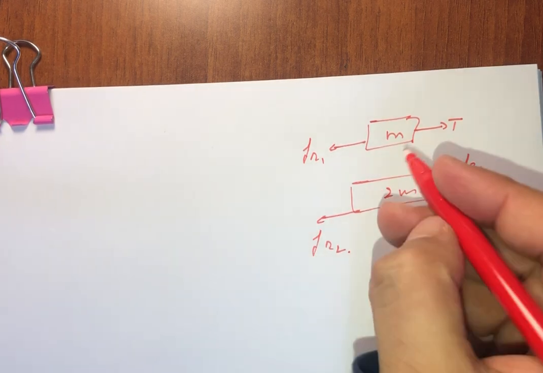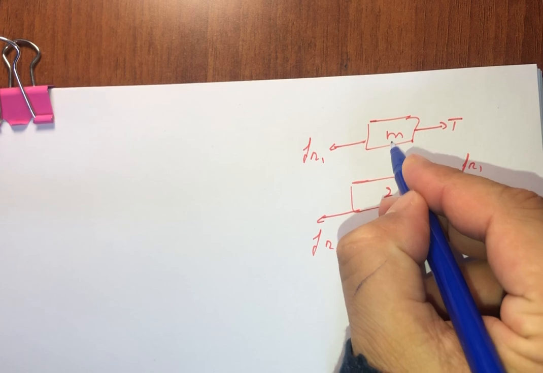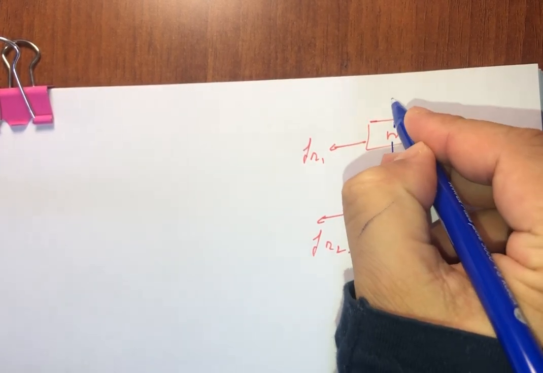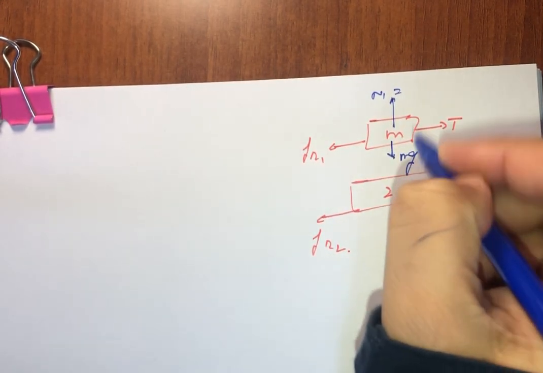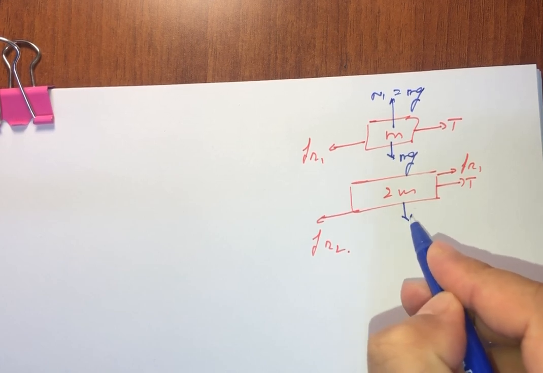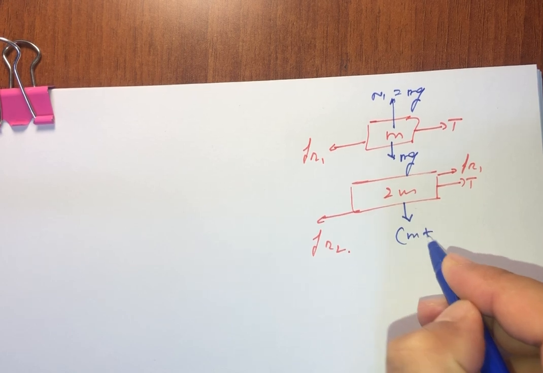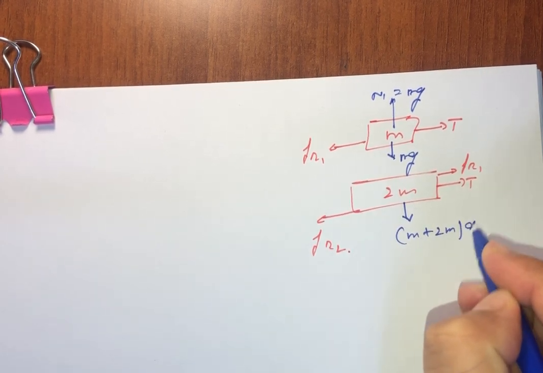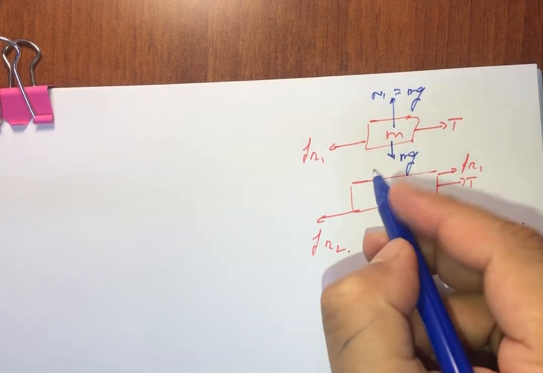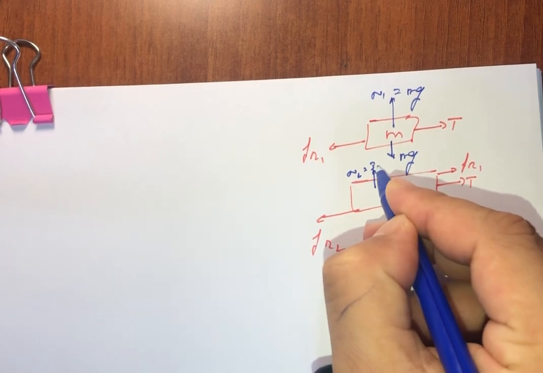Okay. Next, there will be a force acting in downward direction, that is mg, and here there will be a normal n1 whose value will be equal to mg. Okay. And here, as mass m is above 2m, so total here will be coming as m plus 2m times g, which will be nothing but 3mg, and here there will be normal n2, and whose value will be equal to 3mg.